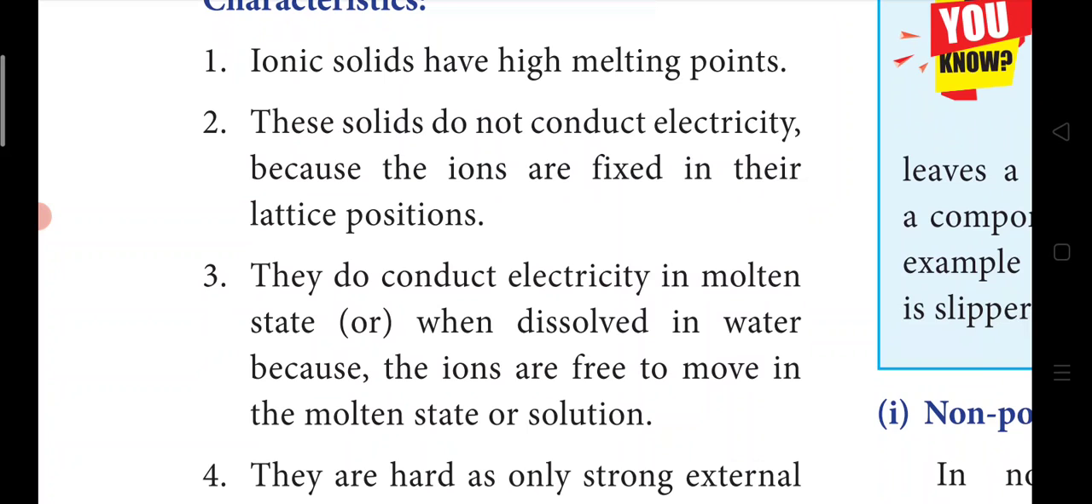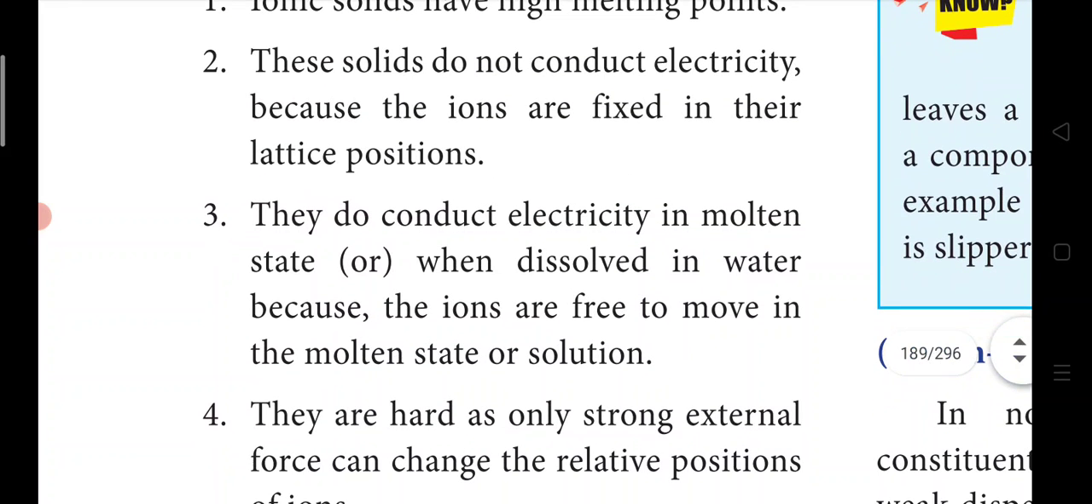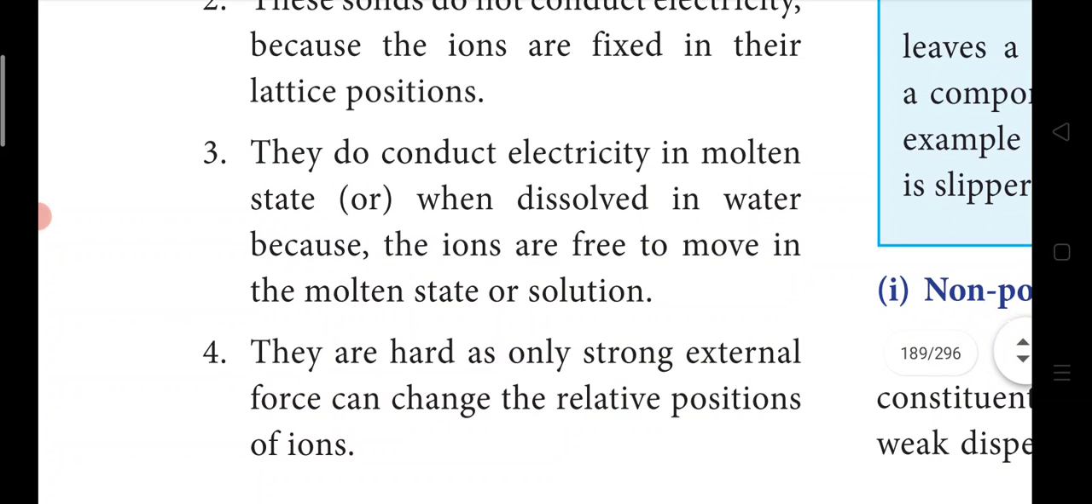So when will the possibility of electricity come up? Only when there is a movement of ions can we say there is electrical conductance. But in these solids, the atoms or ions are fixed in their positions, so they don't move, and they do not conduct electricity. But because the ions are fixed in their lattice positions, they do conduct electricity in the molten state.